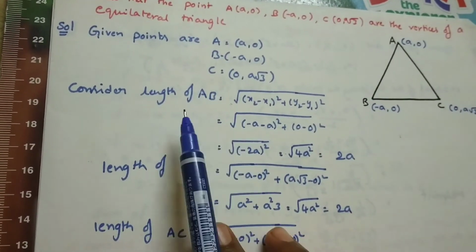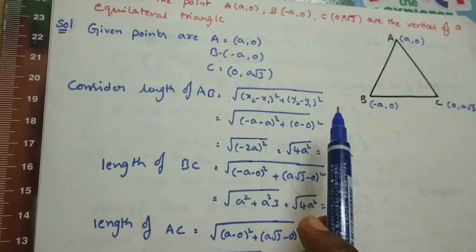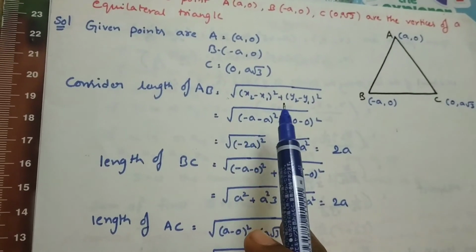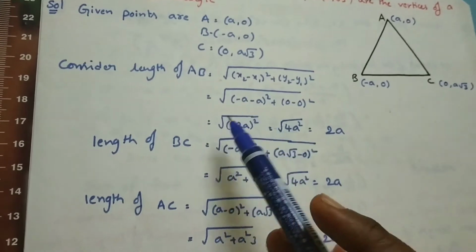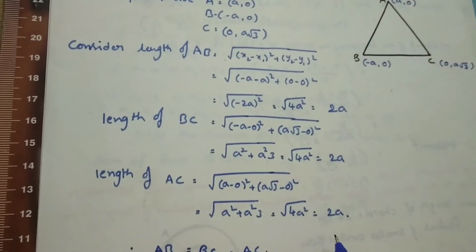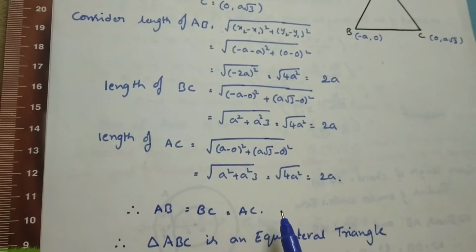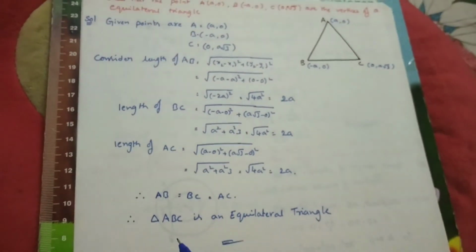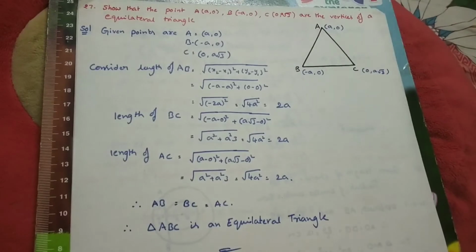The length of the side between two points, AB, is equal to the square root of (x2 minus x1) whole square plus (y2 minus y1) whole square. You apply this, and you are going to get all equal lengths. So AB is equal to BC is equal to AC. Therefore, triangle ABC is an equilateral triangle.